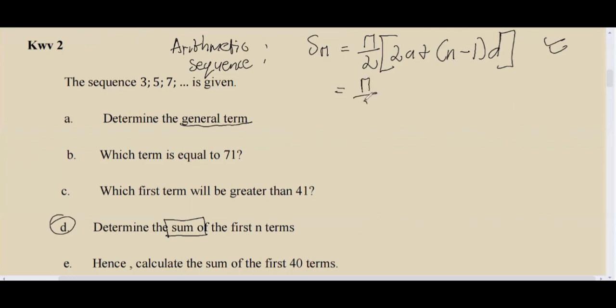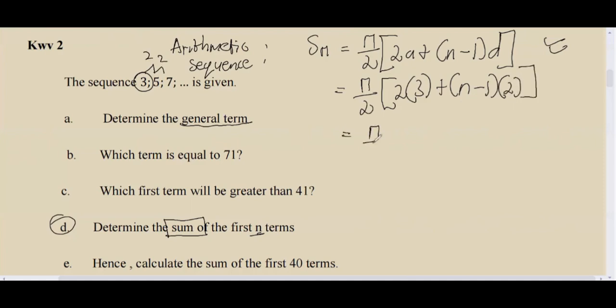So it's n over 2, then 2, our a, that's still our first term. We're going to substitute 3. And they just told us n terms, so we're just going to leave it at n there. Then our d, we already concluded that it's 2. So we substitute 2 here. Then we just have to calculate here.